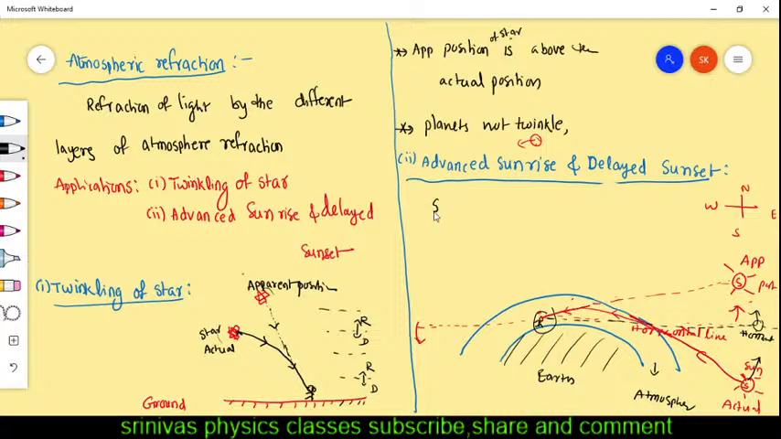ओके, सन अपियर्स 2 मिनट बिफोर एक्चुअल सनराइज. 2 मिनट पहले सन दिखाता है आपको. क्या, किसका वजह से? सन बिलो हॉरिजॉन्टल है, लाइट रिफ्रैक्शन का वजह से वो हॉरिजॉन्टल दिखा रहा है. वो हॉरिजॉन्टल दिखा रहा है मतलब आप फील हो जाएगा सनराइज हो गया, राइट.